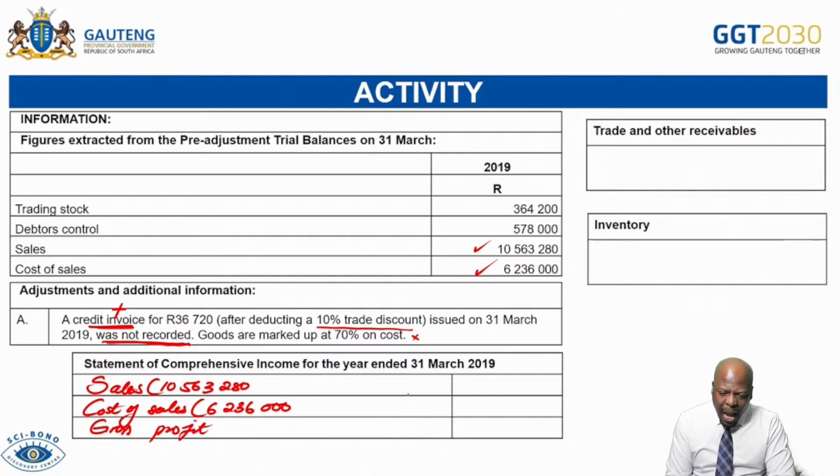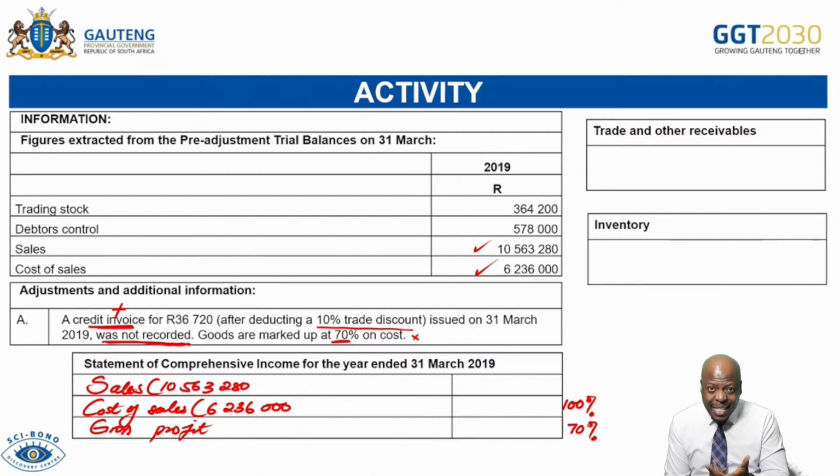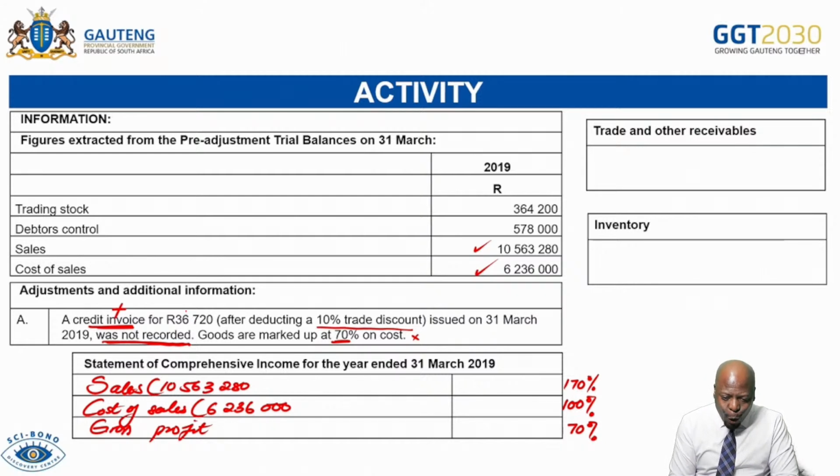Now, I also know that at any point, my cost has to be 100%. My cost will be 100%, and the gross profit is my markup. That's the profit. So my gross profit is 70%. That gives me my sales in this case. My sales would therefore be 170%. Like that.